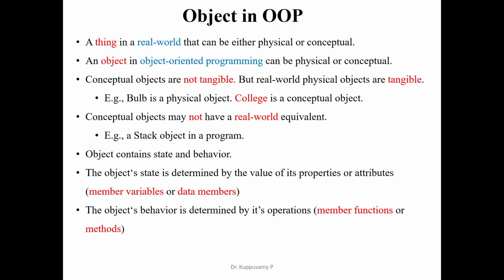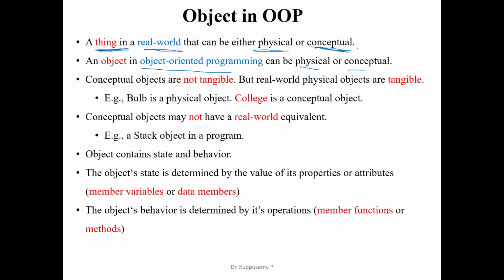Next, what is an object? An object is a thing in the real world. So this statement is dealing with a real world object. A thing or a product in the real world can be a physical product or a conceptual product. Like that, an object in object oriented programming can also be physical or conceptual.